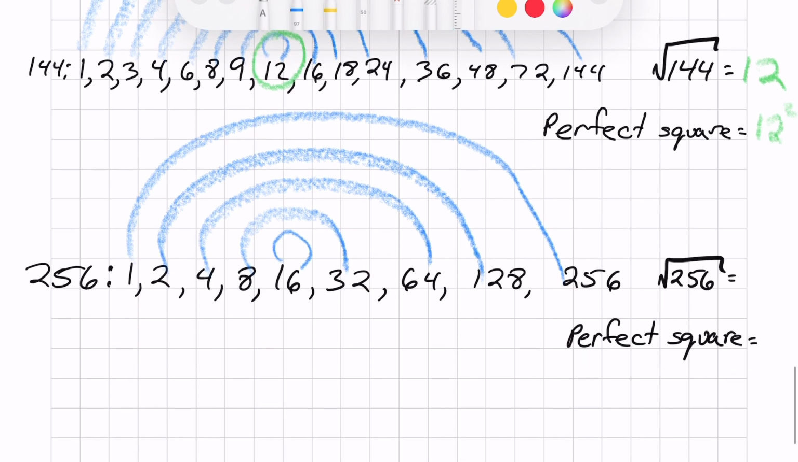Okay, now I have 256. I'm looking for the square root of 256. So I'm hoping that you very quickly saw that it's 16. And so that also means the perfect square for 256 is 16. And that is your lesson for today.